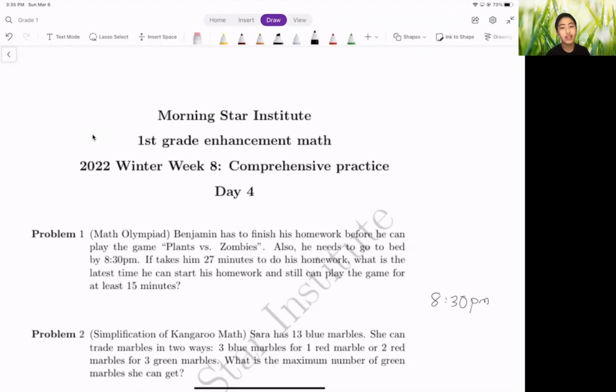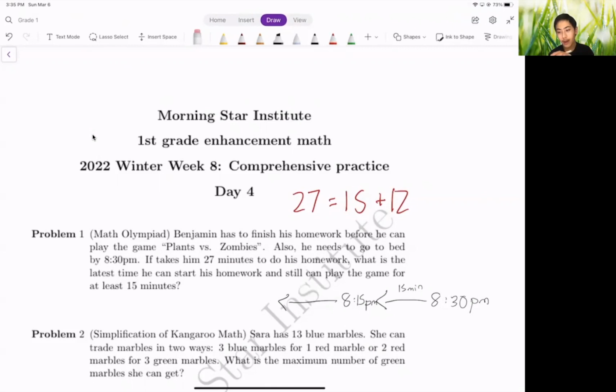and play the game at least 15 minutes, then we have to go back 15 minutes and he has to start playing the game by 8:15 p.m. And then the latest he can do his homework is 27 minutes earlier. So go back 27 minutes. Well, we can break down 27 minutes into 15 plus 12 minutes.